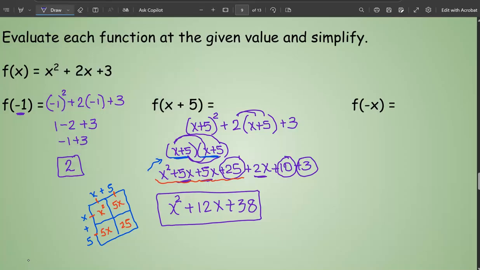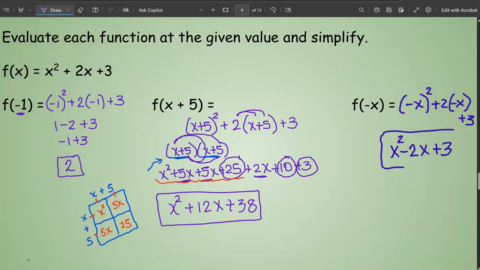And then here we have negative x. So I'm going to replace everywhere there's an x with a negative x, squared, plus 2 times negative x plus 3. So a negative times a negative is positive: x squared minus 2x plus 3 is f of negative x.